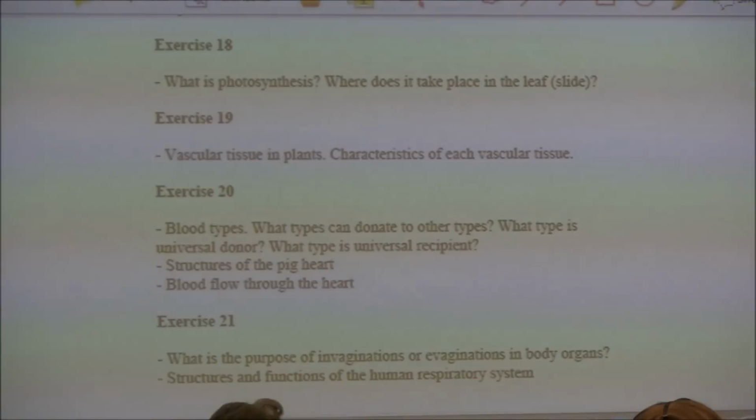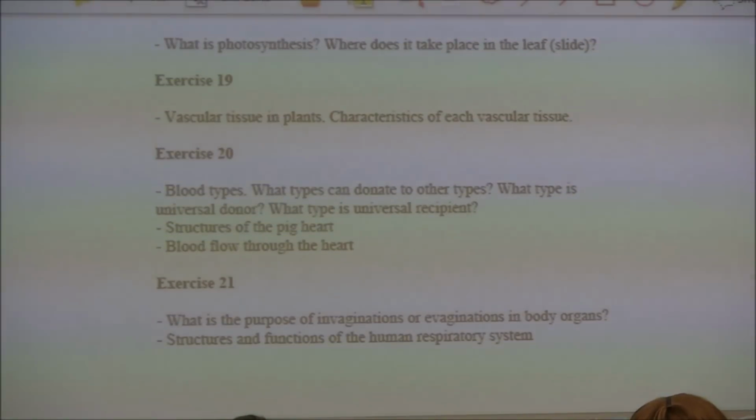What does not take place there? Anaerobic. Good. Don't let that throw you because leaves do not undergo anaerobic cellular respiration. It's a trick question. Okay. My question was, what processes take place in the mesophyll? That was my question to you. What processes take place in the mesophyll? Okay.